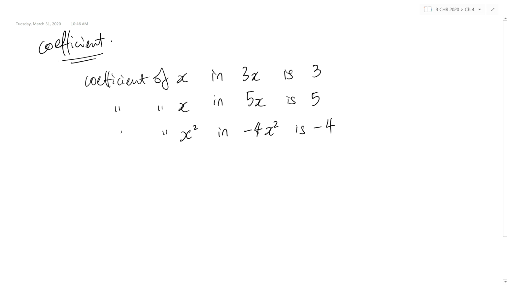Are you seeing the pattern so far? Okay, what about the coefficient of y in negative 9 over 2y? The sign is important. Negative 9 over 2. Okay? There's a negative, so you must copy it down as well. Now, what is the coefficient of x in 3y?